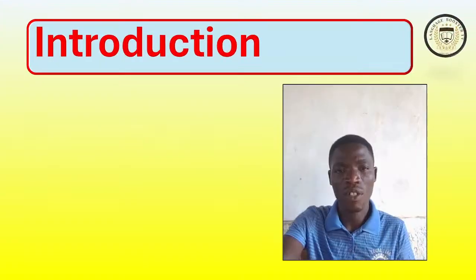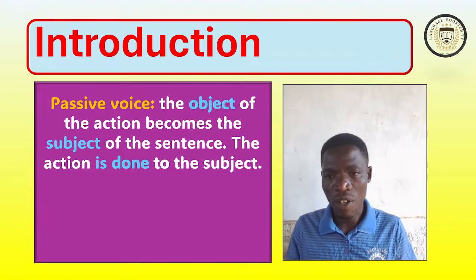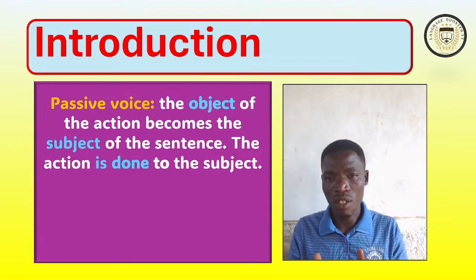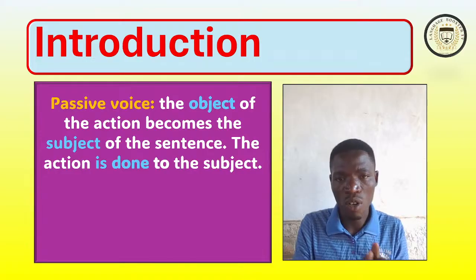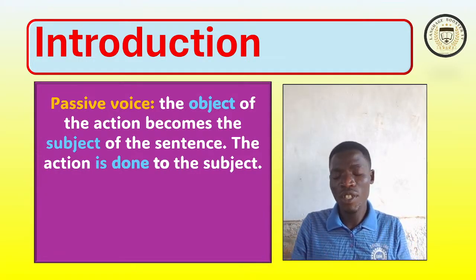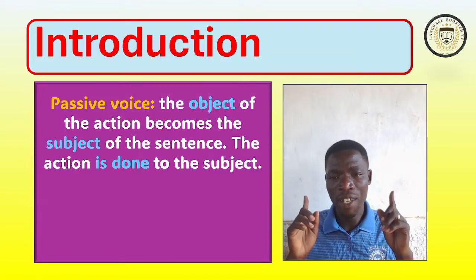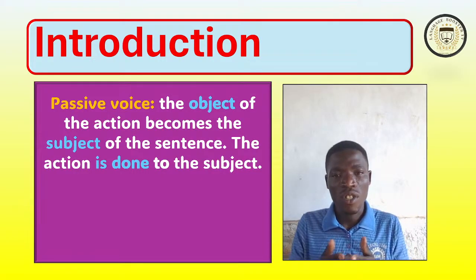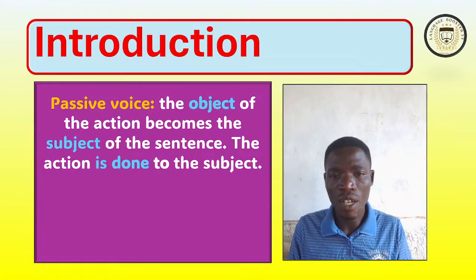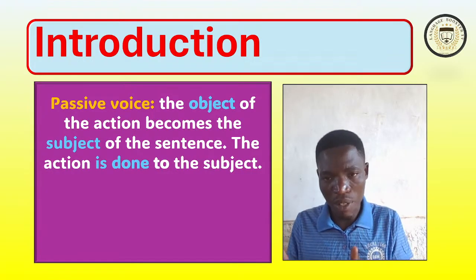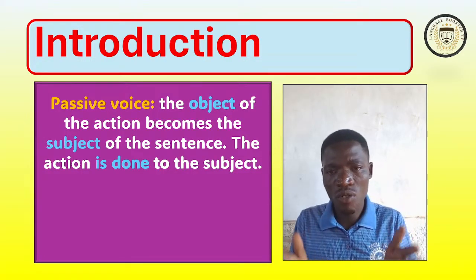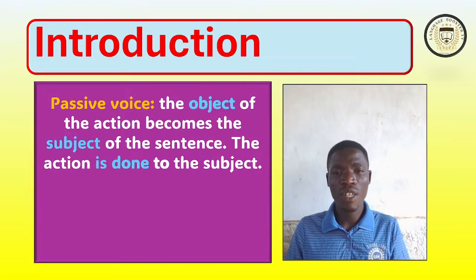On the other side, passive voice is a kind of sentence where the object of the action becomes the subject of the sentence. The object comes first. In this case, the action is done to the subject. Do you get me, dear students?